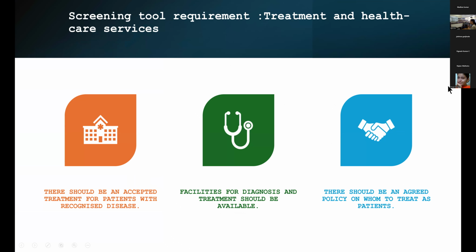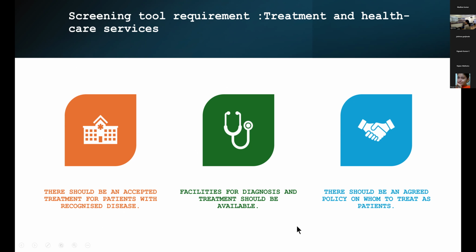So now back to the Wilson's criteria. What are the other requirements that the screening tool needs? There should be an accepted treatment for patients with recognized disease. Say, for example, Huntington's chorea or Alzheimer's. There are screening tests, but at the end of screening, can you treat? Is there any treatment? No. So you shouldn't screen for a disease if you don't have any actual treatment for them. You might be doing more harm. You're adding anxiety, stress, they're worried about it.